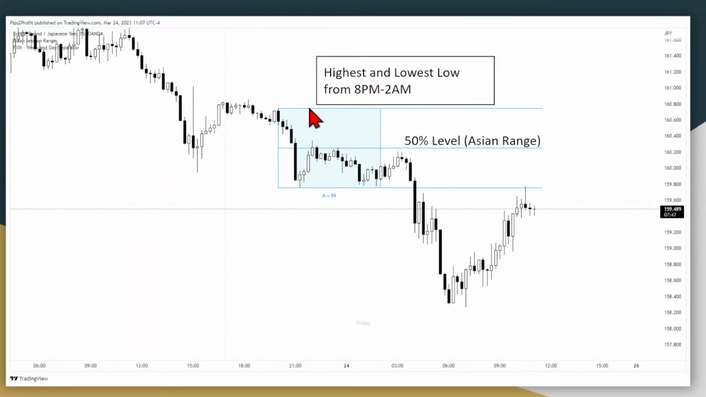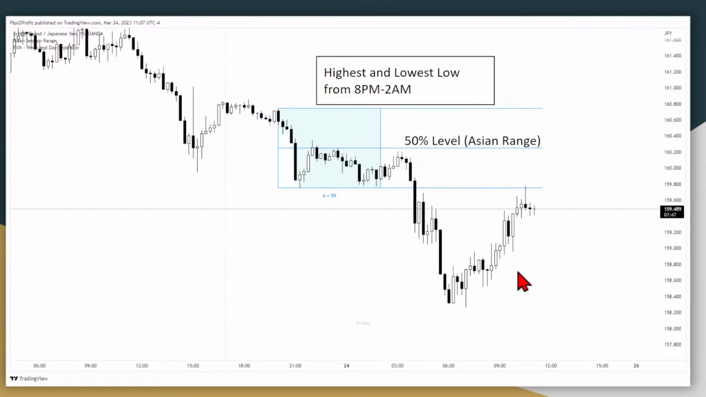So, Asian range, this is what it looks like: the highest high and the lowest low in between those times. This gives me a very solid way of working, because the time never changes. 8 o'clock is still 8 o'clock, 2 o'clock is still 2 o'clock, and within those times there will be a high and there will be a low. And there will always be a middle section, the 50% level of that Asian range. Basically, it's just creating a box.